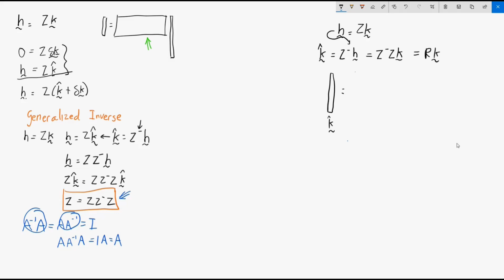I've got my resolution matrix, square matrix, and I've got the parameters which exist in the real world. So that's R and this is K. And we have R equals Z negative Z. Now the resolution matrix is quite informative.